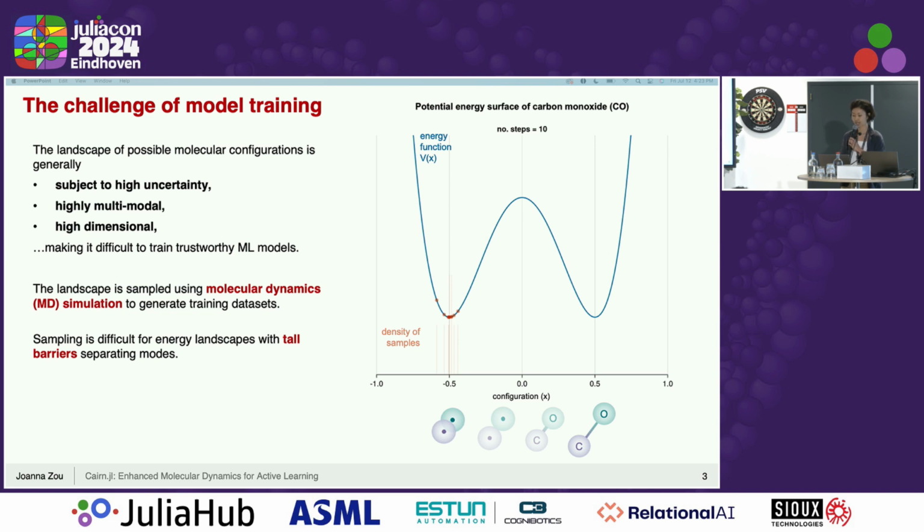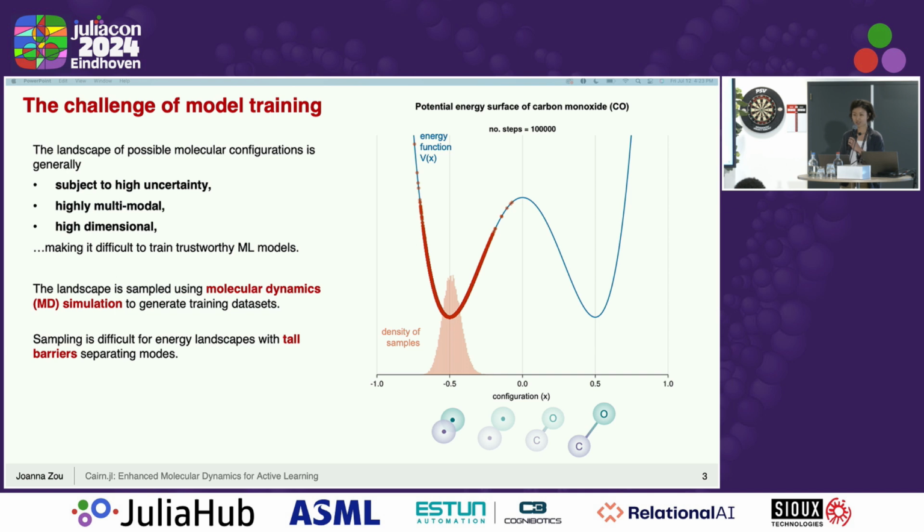Consider that we have a carbon monoxide molecule, which has a double well energy landscape. Each well corresponds to an equilibrium state of the molecule with a different bond length. We sample configurations along this landscape by a process called molecular dynamics, or MD simulation, where we simulate Newton's equations of motion for the atoms.